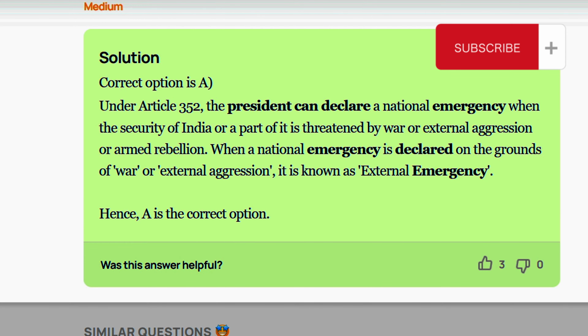Solution. Correct answer is A. Under Article 352 the President can declare a national emergency when the security of India or a part of it is threatened by war or external aggression or armed rebellion. When a national emergency is declared on the ground of war or external aggression, it is known as external emergency.